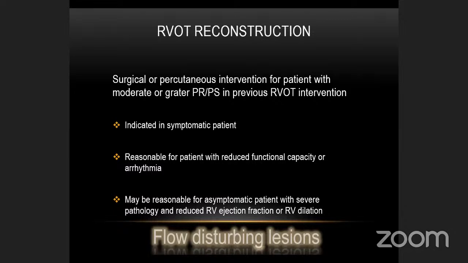Surgical or percutaneous intervention for patients with moderate or greater pulmonary regurgitation or stenosis after previous RVOT intervention is indicated in symptomatic patients, is reasonable for patients with reduced functional capacity or arrhythmia, and may be reasonable for asymptomatic patients with severe pathology and reduced RV ejection fraction or RV dilatation.